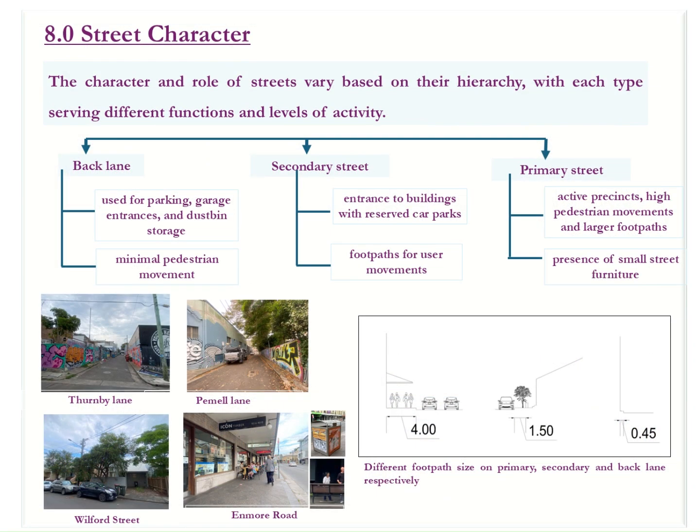Here, the character difference of the various streets can be observed in this slide. The primary street suggests a more active nature with high pedestrian activity supported by wider footpaths and the presence of small street furniture like benches and dustbins. Similarly, the secondary streets act as frontages to various houses. The reserved car parks and small footpaths are a few notable characteristics of the secondary streets. Further, the back lane seems to be used for parking, garage entrances, and dustbin storage with minimum pedestrian movement and no provision of walkable footpath.